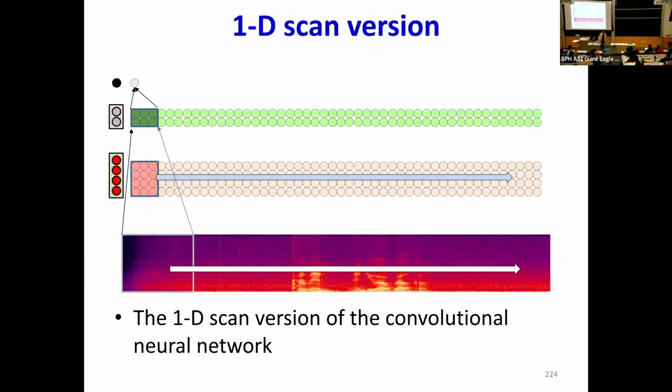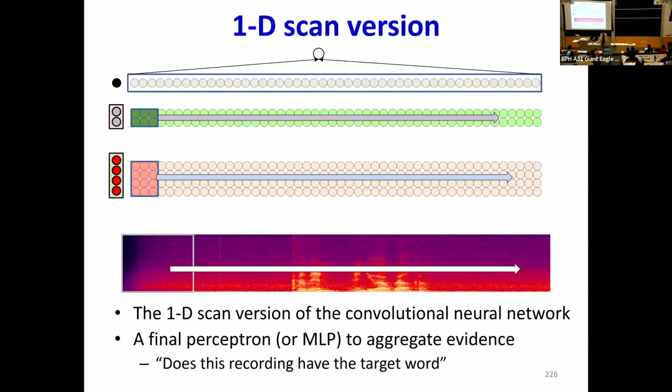So this is a convolutional neural network which is scanning in 1 dimension, whereas for images you are scanning in 2 dimensions. And the final perceptron aggregates evidence, like does this recording have the word welcome?